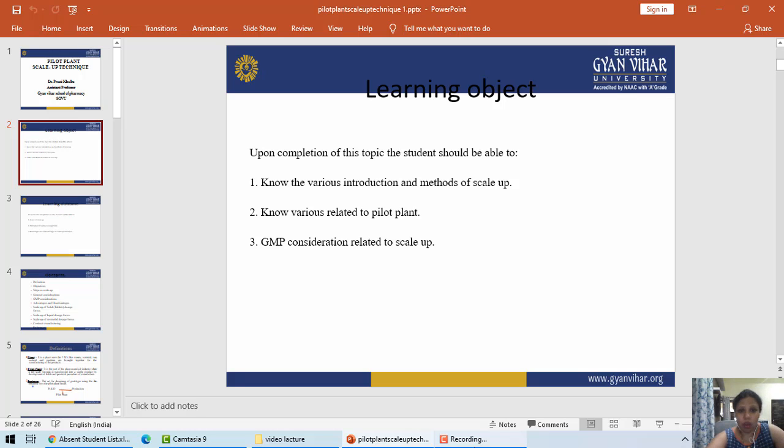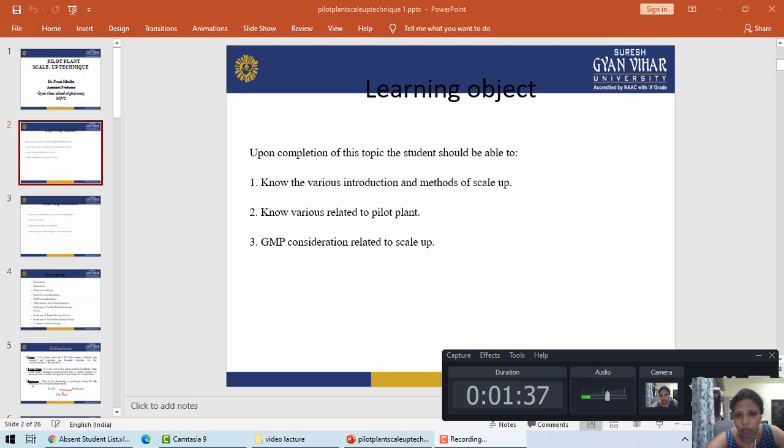Other than that, we will also discuss various factors which are related to the pilot plant scale up. Okay, there are two different terms in this: pilot plant and scale up. Both are different, so we'll discuss it in detail in the video. Now next is the GMP consideration related to the scale up. GMP is basically good manufacturing practices, which are related to the scale up, and we will discuss them in this lecture.